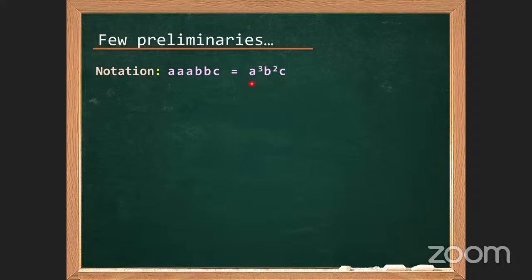Please note that this is not the arithmetic operation in the language theoretic sense. 3 copies of A, 2 copies of B, and just 1 copy of C. I don't have to put the C power 1 there because when I have a C, it's understood that C is just 1 copy. Okay.